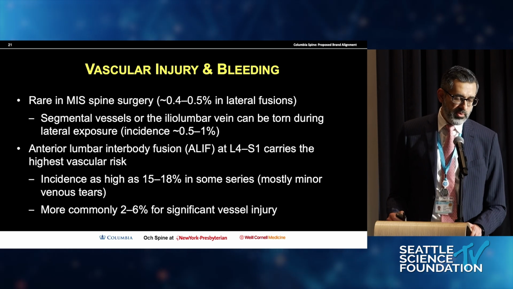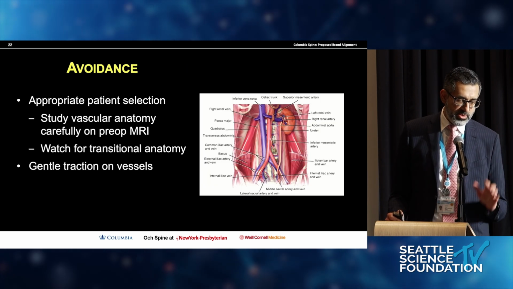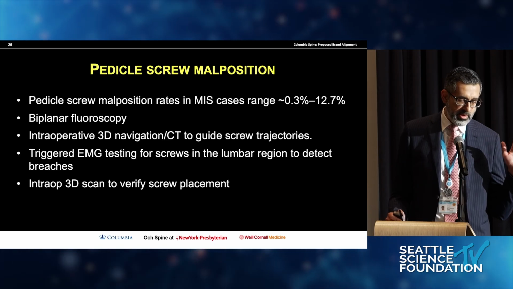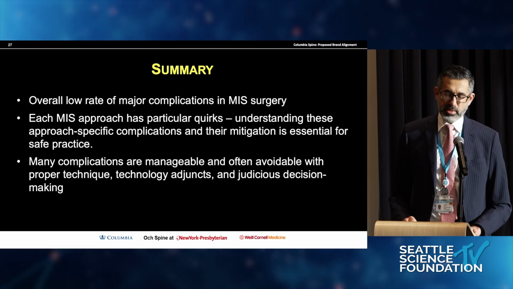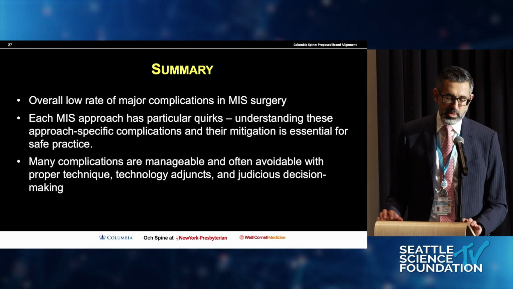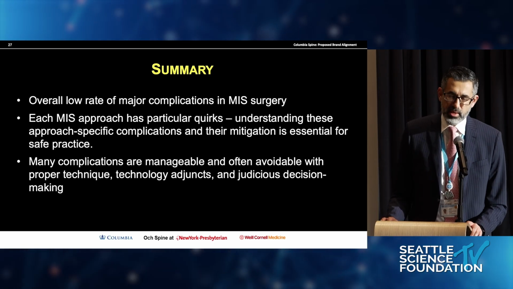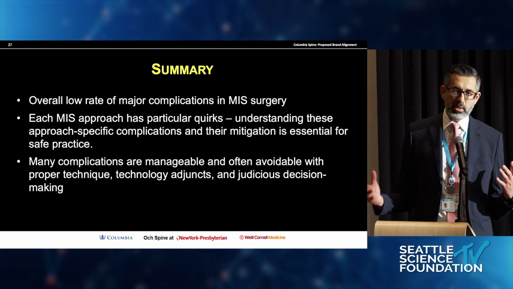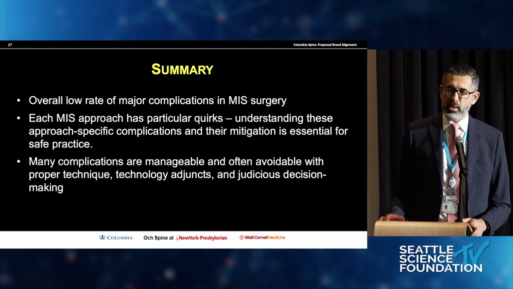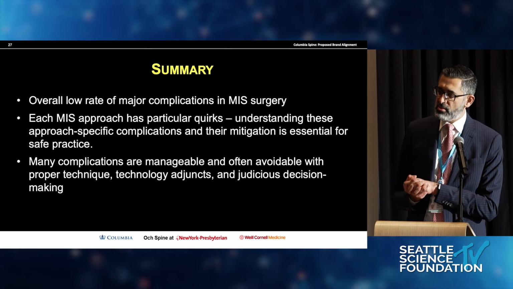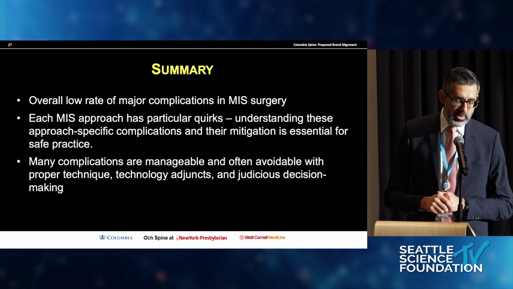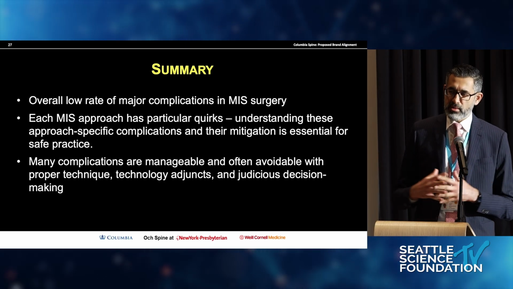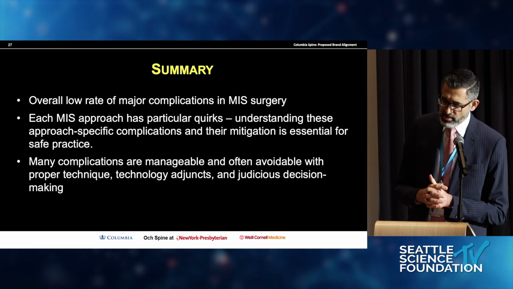I think I'm almost at time, so I'll skip through the rest and go to the very end. So I think overall the rates are low. In MIS spine surgery, you have complications. Each approach has its own little quirks that you need to know. You need to optimize the patient and you also optimize your surgical technique. And then we all have complications. I think the key is to then have the toolbox to deal with them as they happen. Thank you very much.